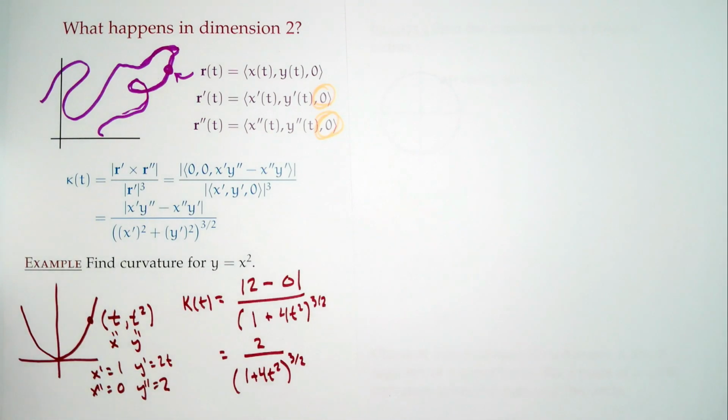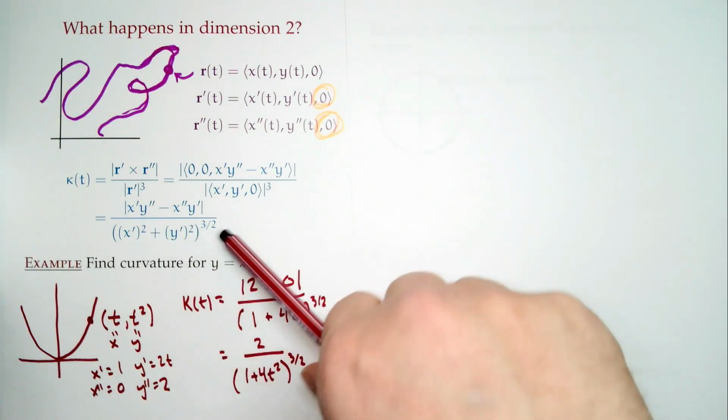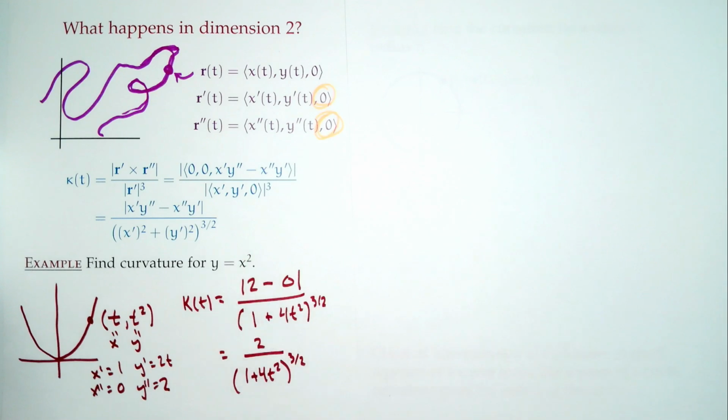Now, I don't encourage you to memorize this formula. Memorize just one formula for curvature that works and say how to adapt. You're much better off. It takes fewer brain cells.